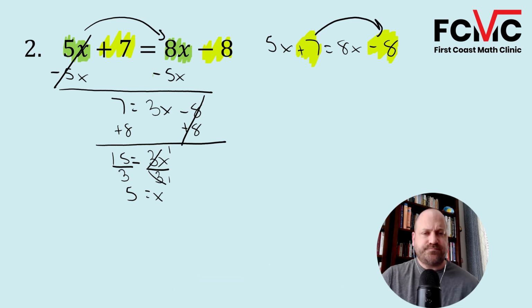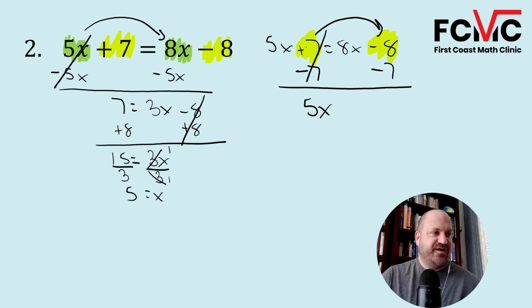So what I want to do is move that 7 from the left to the right. Reading this from left to right, 7 is positive. It's being added. So to undo addition, I can subtract 7. Subtract 7. Positive 7 minus 7 cancel out. I've got 5x equals 8x minus 15.